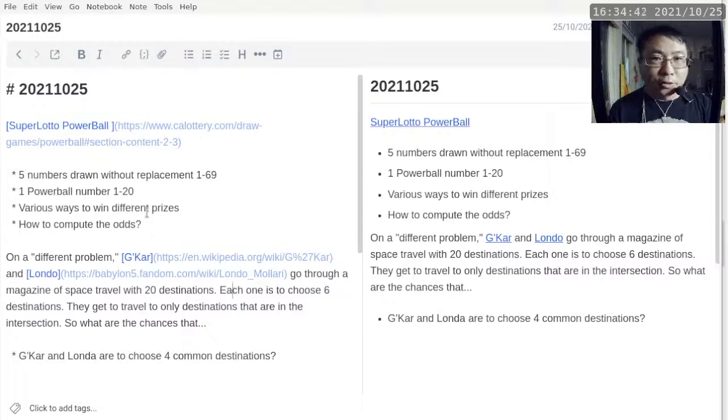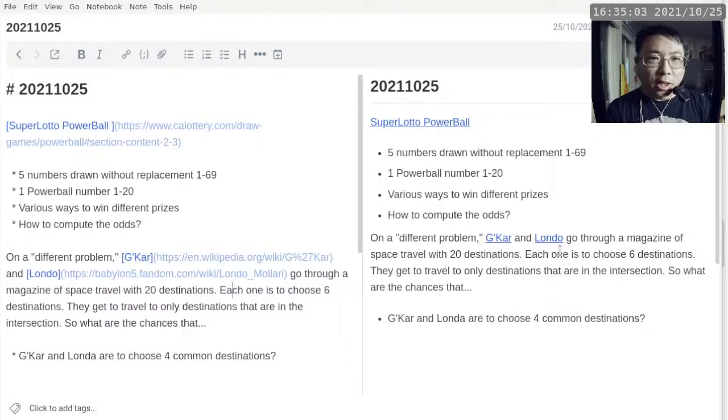I'm going to talk about 2 characters from a science fiction show called Babylon 5. Do you need to know Babylon 5? No. But in case you're curious, these 2 characters in the show, one is called Jakar and the other one is Londo. They are not humans. That's why they got some kind of strange names.